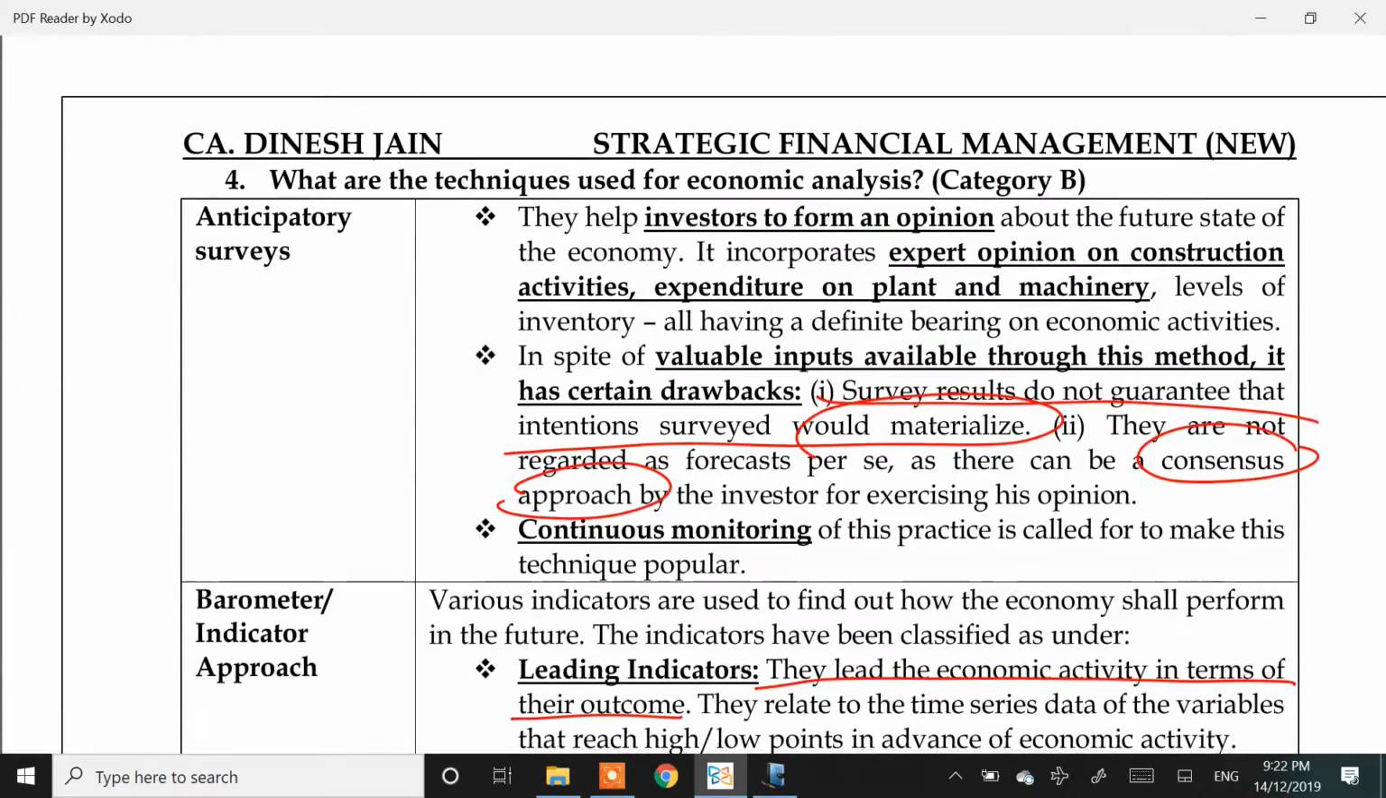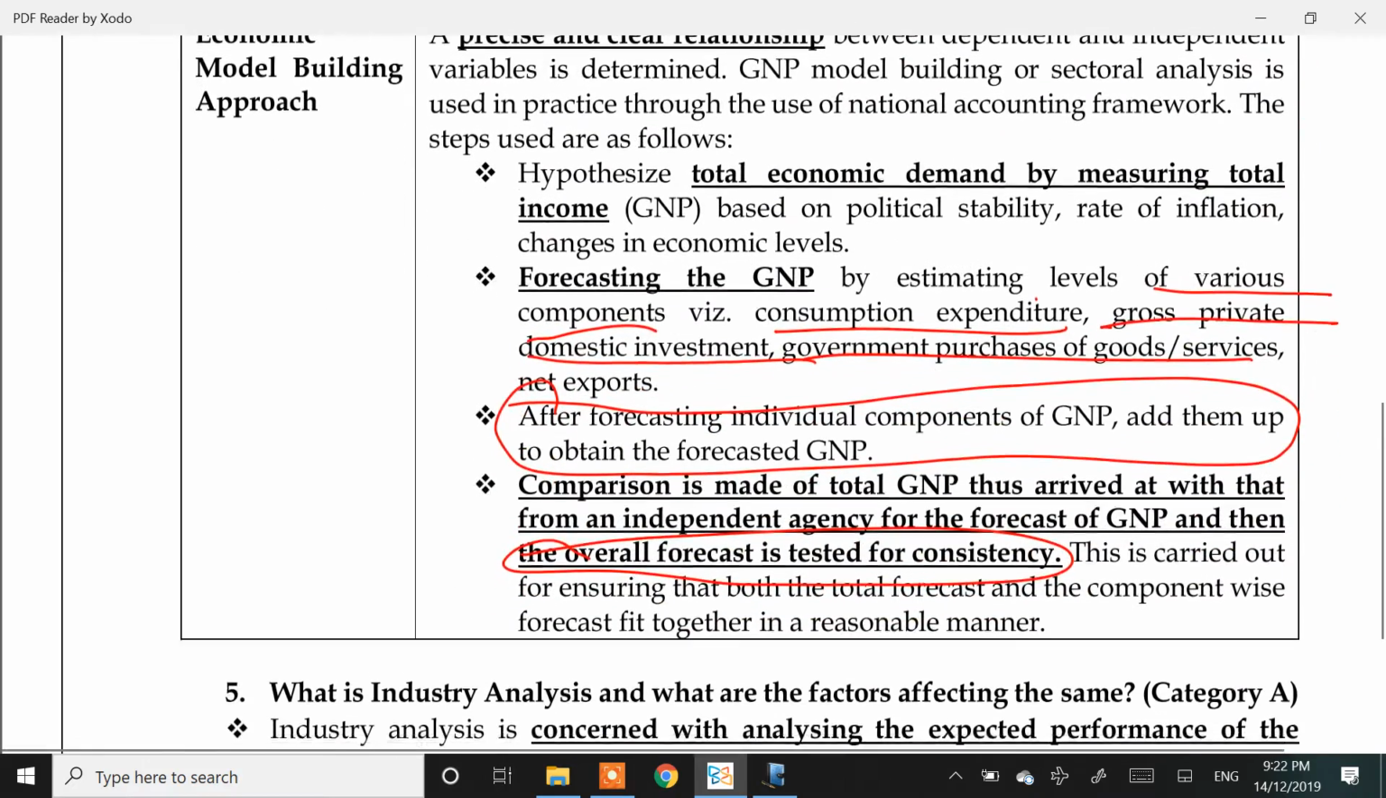One is an anticipatory survey where we try to get the views of the experts. Barometer or indicator approach, where we have leading indicator, lagging indicator, and roughly coincidental indicators. And we also have an economic model building approach, where we try to find out the various factors which are contributing to the GDP growth and try to forecast the individual components and then add up to the overall GDP growth or the GNP growth.